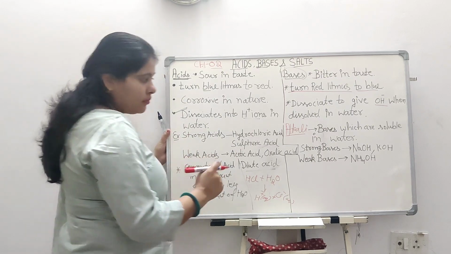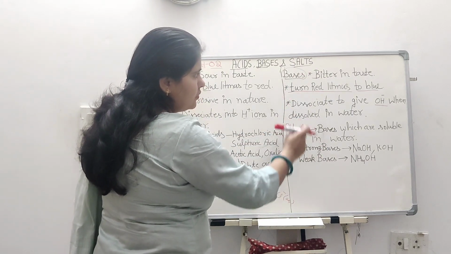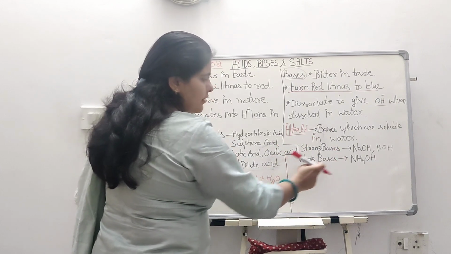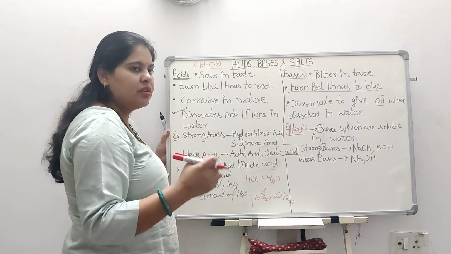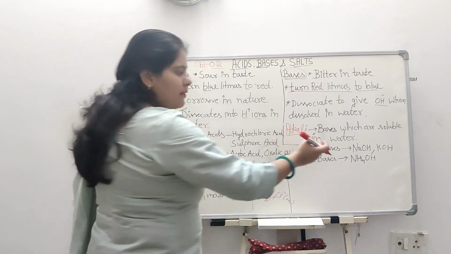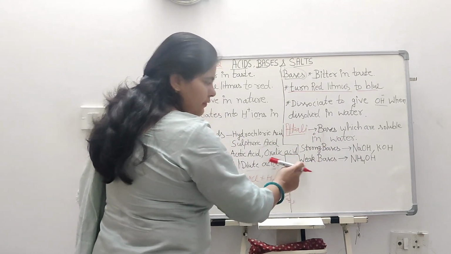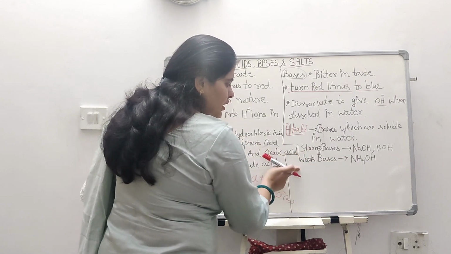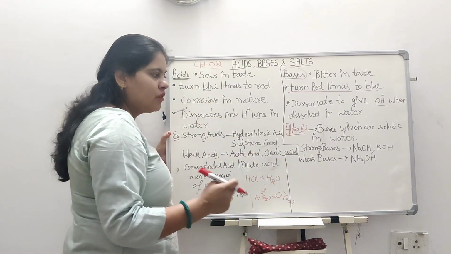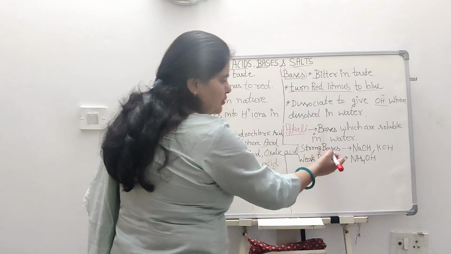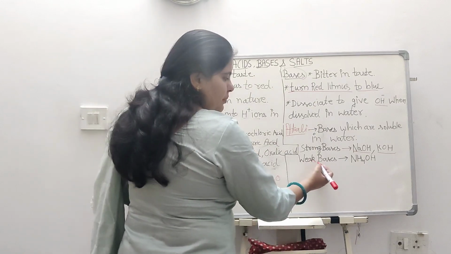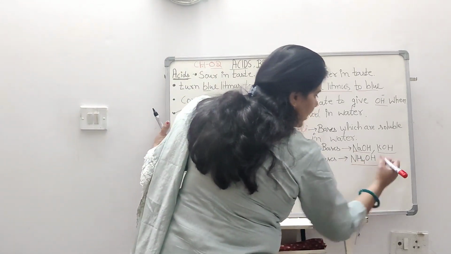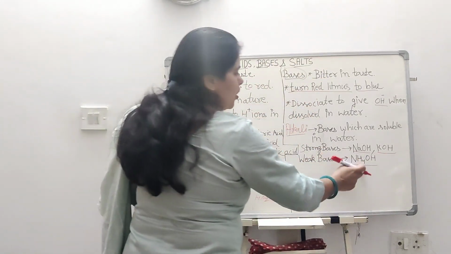Now there are also two categories of bases: strong bases and weak bases. Strong bases completely dissociate into ions when dissolved in water, and weak bases cannot dissociate completely when dissolved in water. Examples of strong bases: sodium hydroxide NaOH and potassium hydroxide KOH. Example of a weak base: ammonium hydroxide NH4OH.